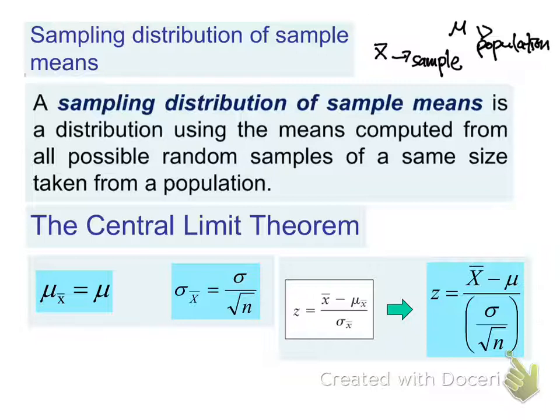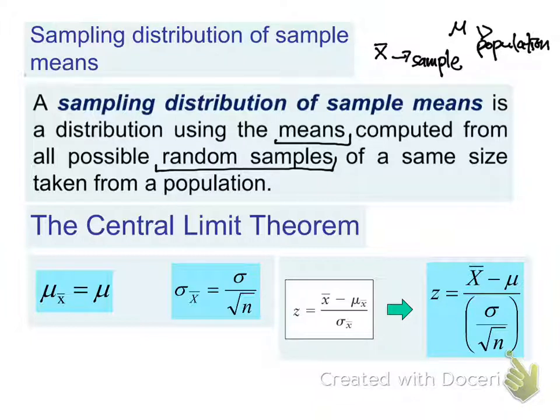Alright? Okay, this is the definition. A sampling distribution of sample means is a distribution using the means. Do you see the keyword here? Means. Computed from all possible random samples of the same size taken from a population. So you know already the sample must be taken from the population. Am I right? Okay. So how do we find the sampling distribution for the sample mean? We are using the method of the central limit theorem.